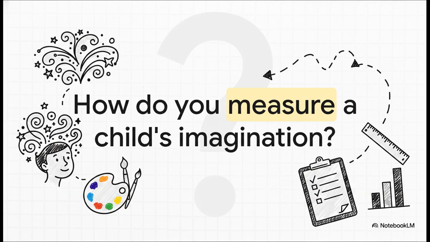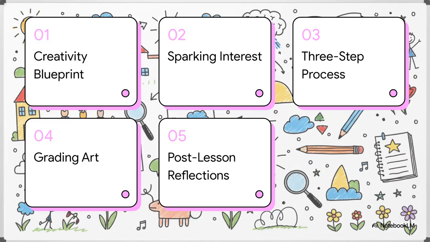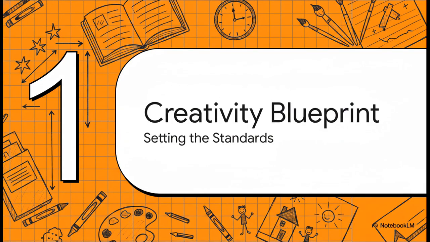Let's find out. Here's our roadmap for today's explainer. We'll follow the 60-minute journey of a single art class, moving from the initial creativity blueprint to sparking student interest, executing the 3-step process, grading subjective art, and finally wrapping up with post-lesson reflections. Starting off with Section 1, the creativity blueprint, setting the standards.